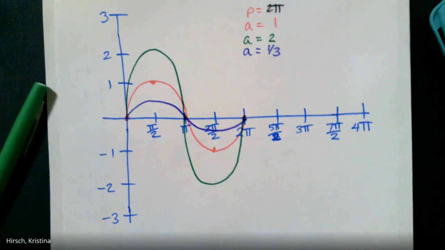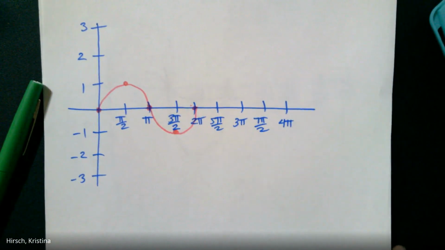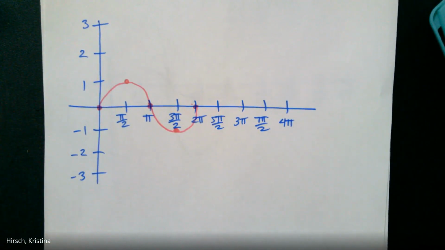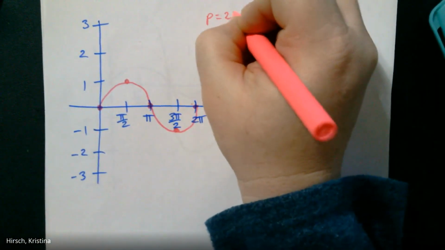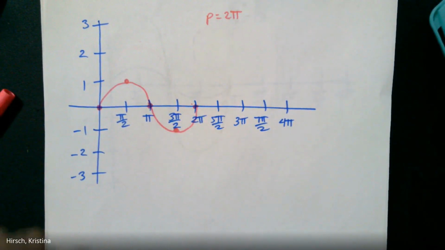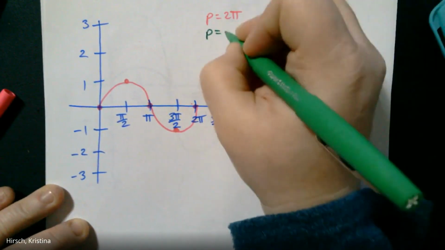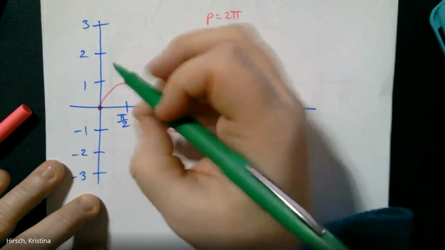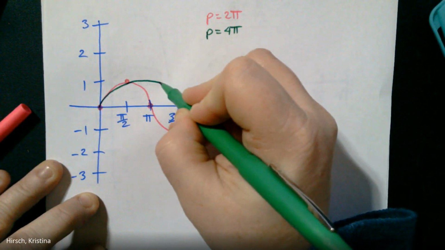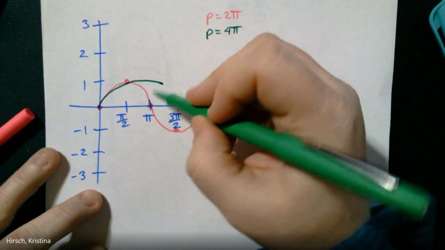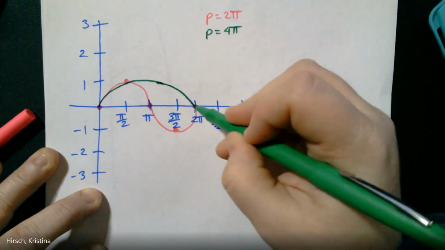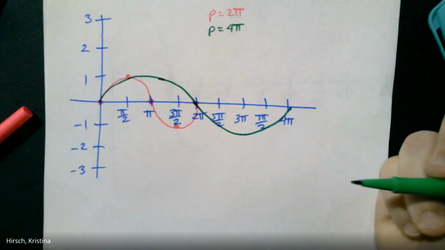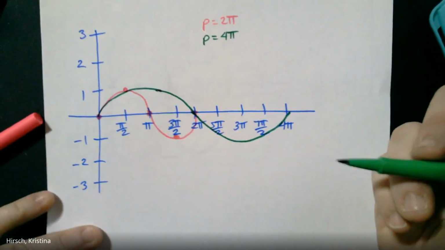Now, on the flip side of that, what does it look like for a period? This is my standard sine graph, with a period of 2 pi, the standard period. But I could increase that and say I need a period of 4 pi. If I did, then this would do something like this. It's a little bit more stretched out.